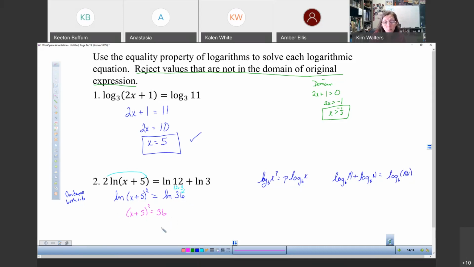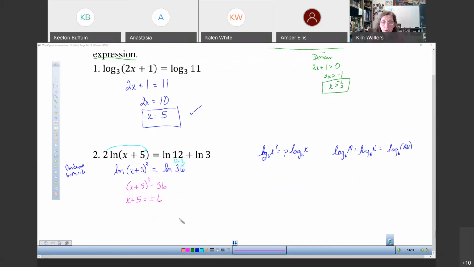I can take the square root of both sides. That makes it pretty nice. I get x plus 5 is equal to plus or minus 6. Remember when we solved these before, I told you I would write this as 2 separate equations. So x plus 5 is equal to 6, and x plus 5 is equal to negative 6. Subtracting 5 from both sides, I get x is equal to 1. Subtracting 5 here from both sides, I get x is equal to negative 11.